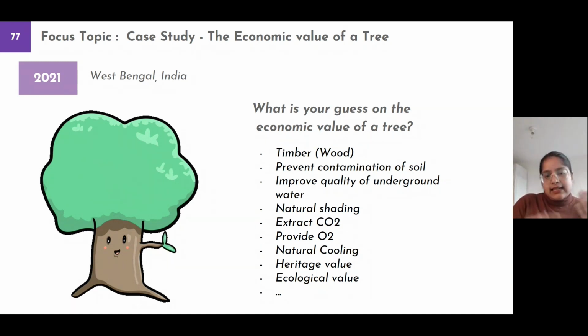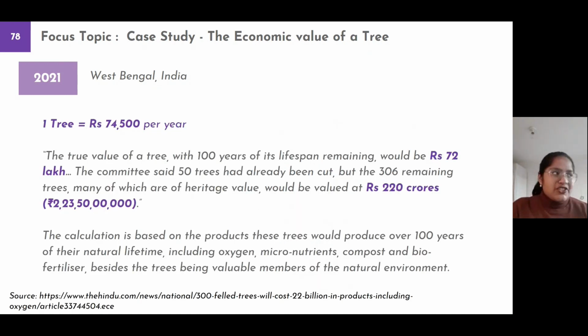So the committee considered all of these effects, and it came to a number for a tree. Can you guess what is the value of a tree? Economic value of a tree per year. So the committee decided that one tree is equivalent to 74,500 rupees per year. So the true value of a tree with 100 years of lifespan, imagining that the tree is going to live up to 100 years, would be approximately 72 lakhs.